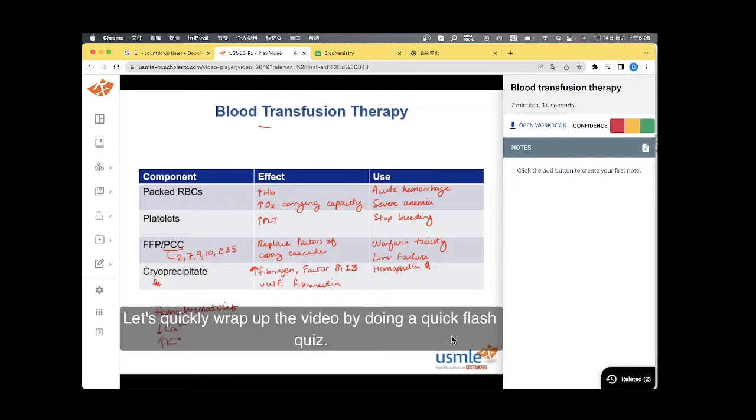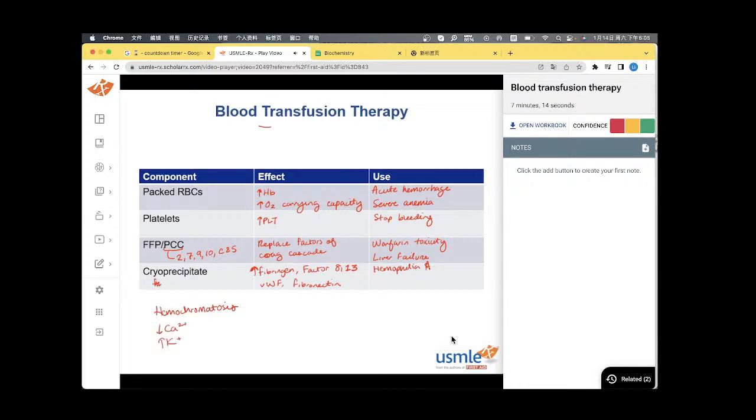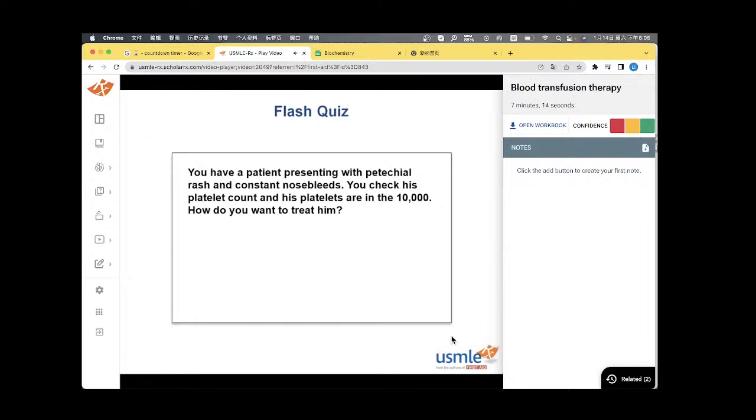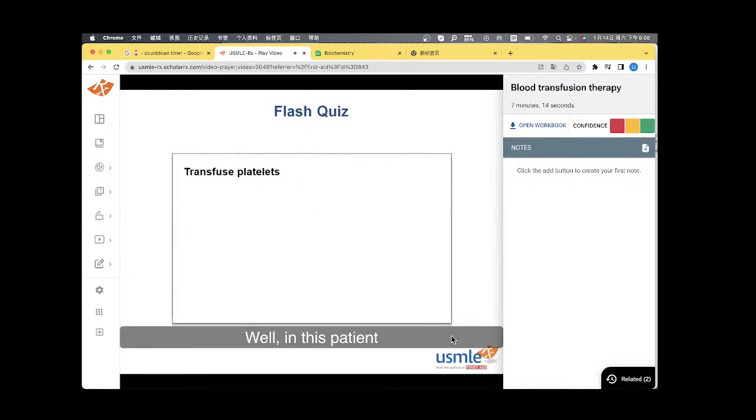Let's quickly wrap up the video by doing a quick flash quiz. Let's say you have a patient that presents with a petechial rash and constant nosebleeds. You check his platelet count and his platelets are in the 10,000s. How do you want to treat him? Well, in this patient, we're going to transfuse them with platelets.